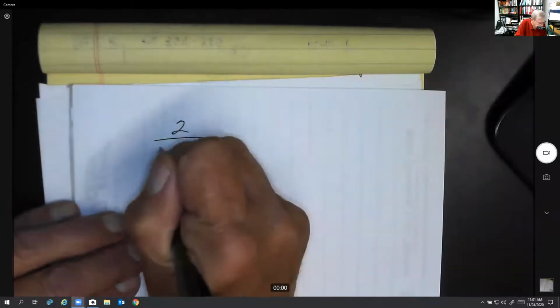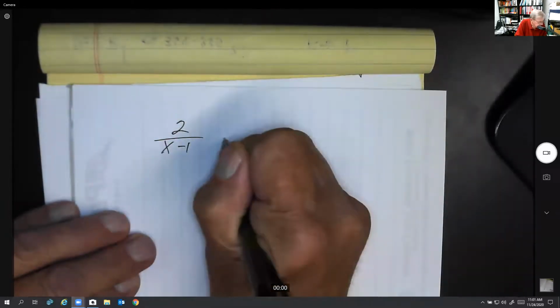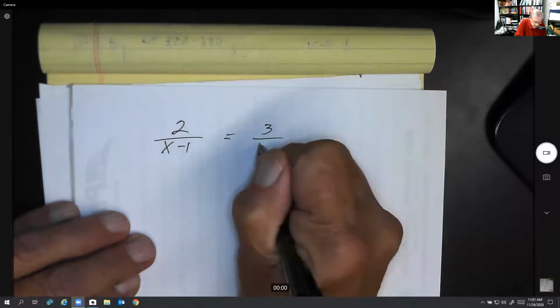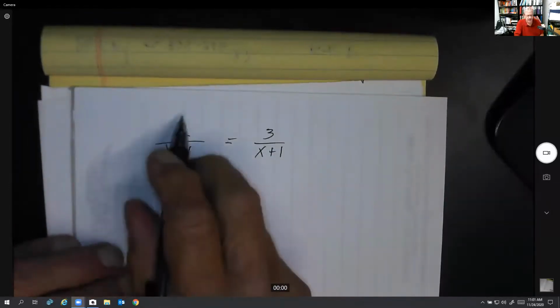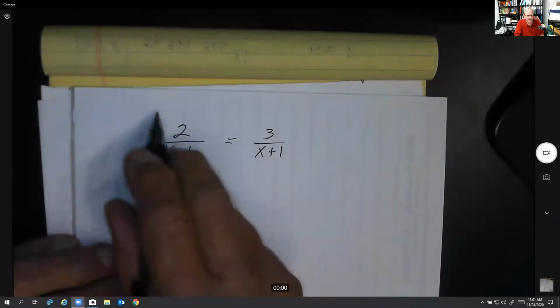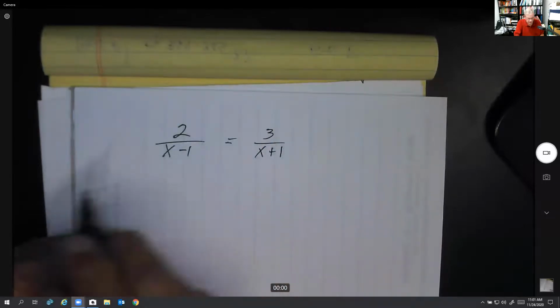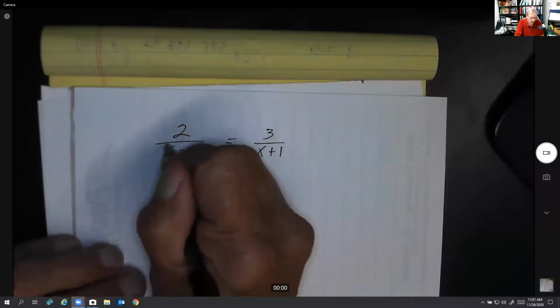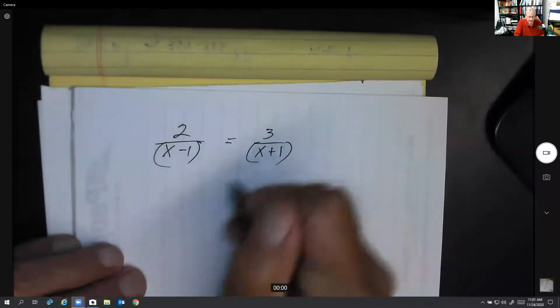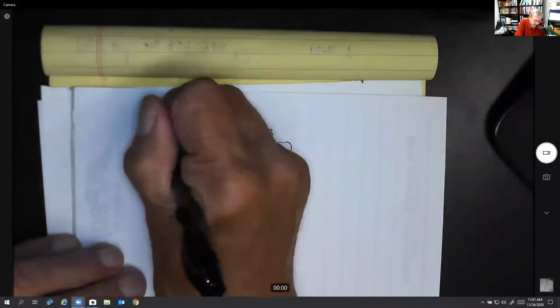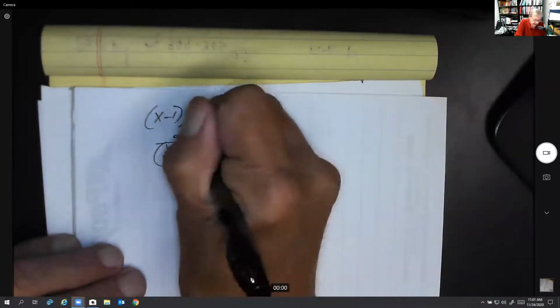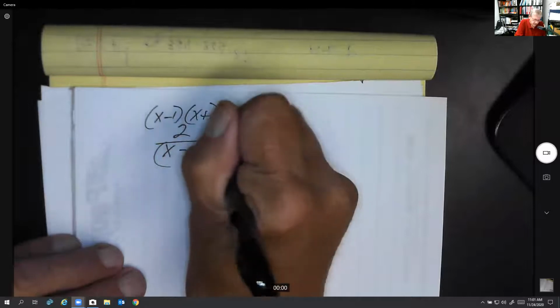Here we go. On this problem, we have 2 over x minus 1 equals 3 over x plus 1. Kind of a mistake on this one is students kind of want to use like a negative 1 or something up here. You have to use the whole thingamajig, okay? So we need both of these things. We need an x minus 1 and an x plus 1 on each term.